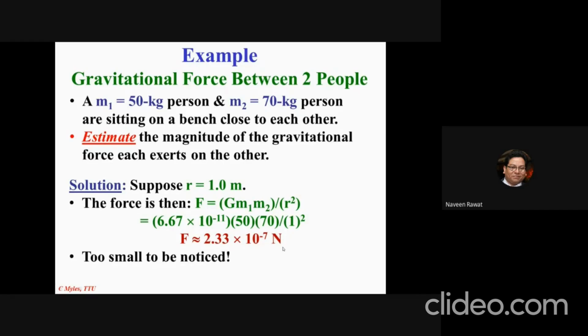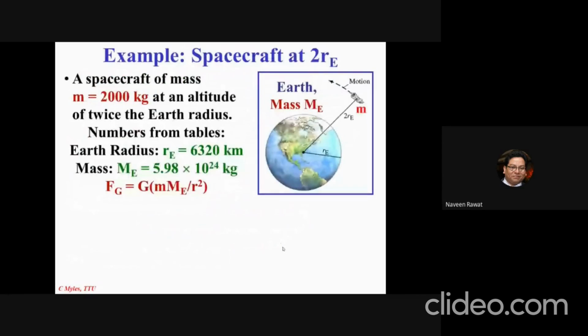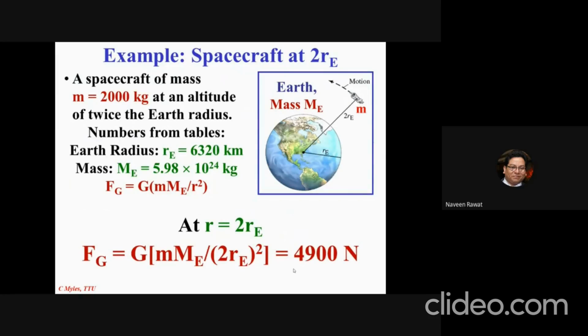Let's take another example of a spacecraft of certain mass. Let's say its mass is 2000 kg, and it is flying at an altitude twice the radius of the Earth. In this scenario, what will be the force acting? We get roughly around 4900 newtons. I believe you can now realize that all the satellites and objects doing circular motion have changing velocity, because the velocity vector is changing. So there is a force acting, and that force is the gravitational force, making these objects go in a specified orbit around the Earth.